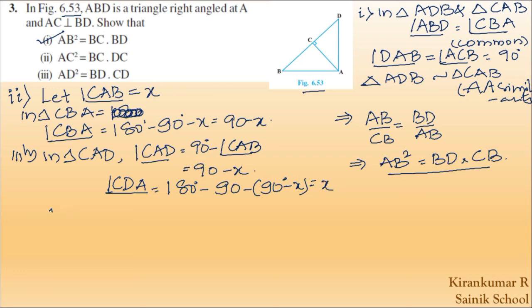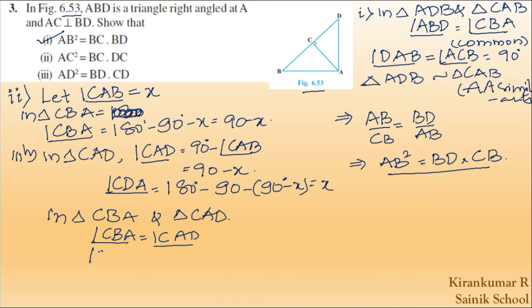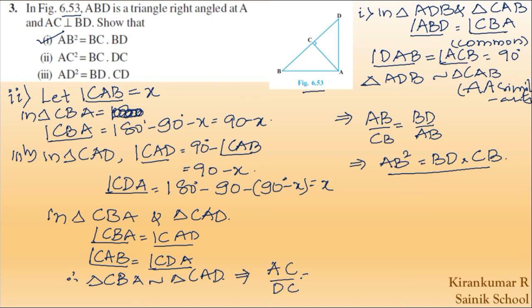Now you consider the triangles CBA and triangle CAD. We have angle CBA equal to angle CAD. Both are equal to 90 minus x, and CAB equal to angle CDA. Both are equal to angle x. Therefore, by AA similarity, the triangle CBA is similar to the triangle CAD. If the triangles are similar to each other, the sides are in proportion. AC by DC will be equal to BC by AC. By cross multiplication, we get AC square as BC into DC. The second part is also done.